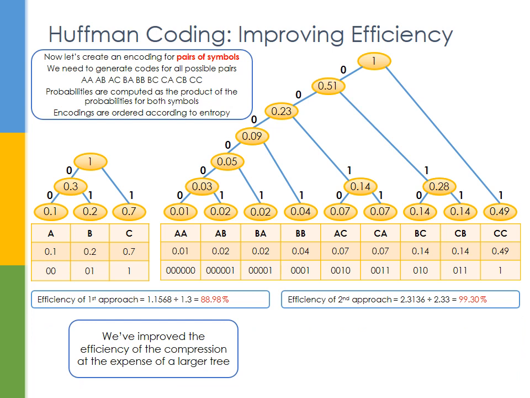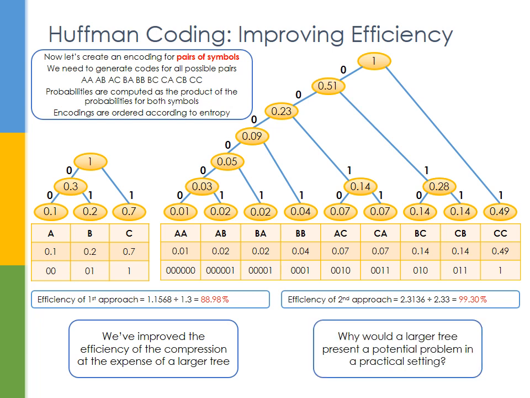However, what's important to understand here is that we've improved the efficiency of our compression. However, this is at the expense of a larger tree. So what I'd like you to consider at this point is, why would a larger tree present a potential problem in a practical setting? Think of this in the context of a sender and a receiver, as we discussed previously in this lecture.